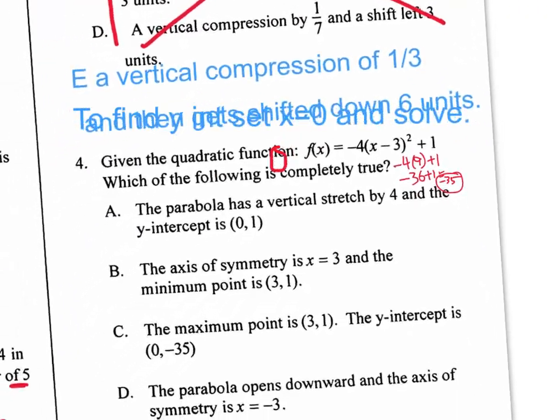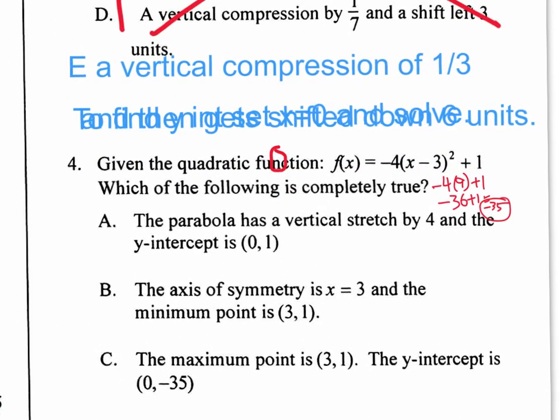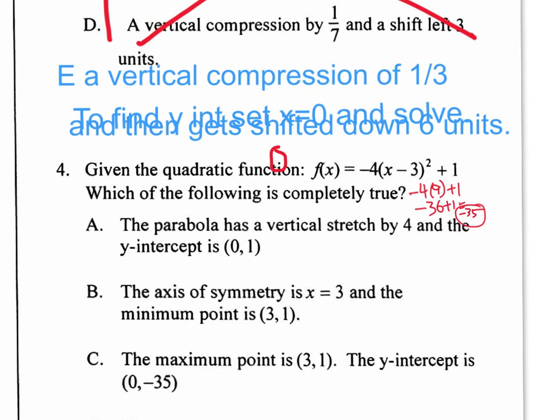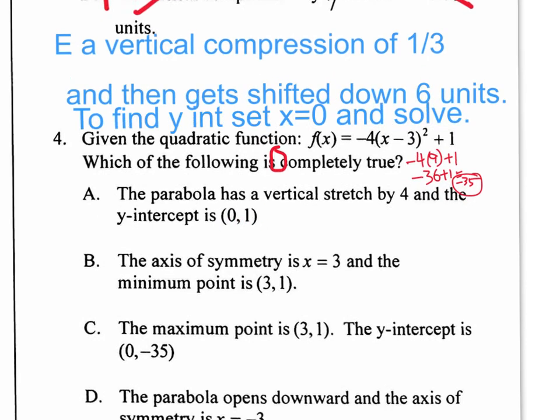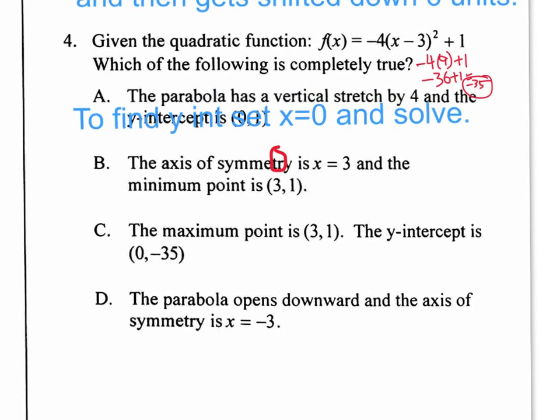So if we take a look at the first answer, it says the parabola has a vertical stretch by 4 and the y-intercept's 1. That's incorrect because we just found out that the y-intercept is negative 35, right? So the y-intercept is not 1. So if we scroll down, we will see that option C is the only one that has the y-intercept of negative 35, so option C is our correct answer.